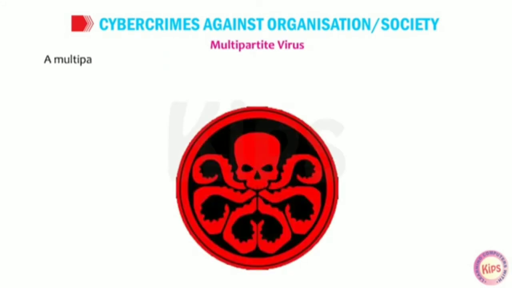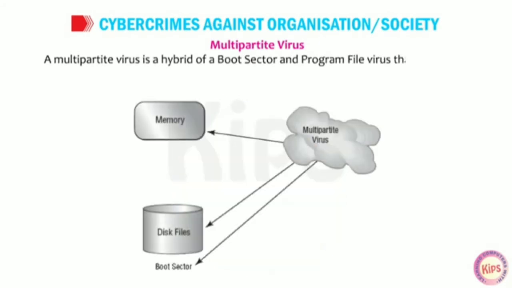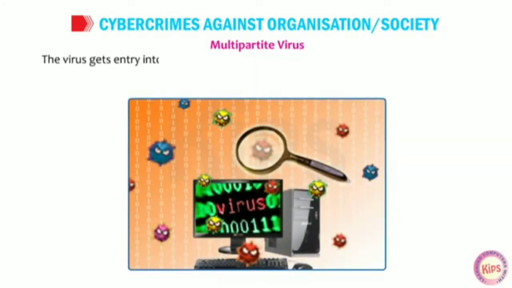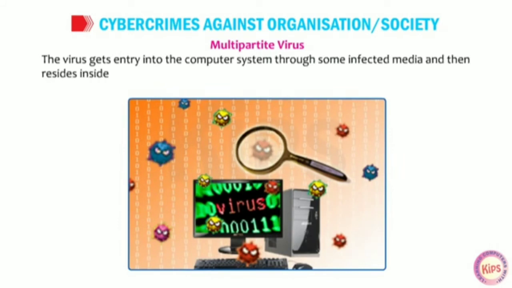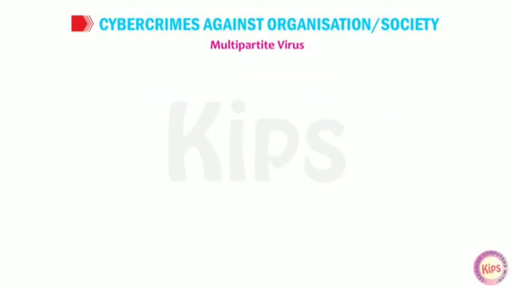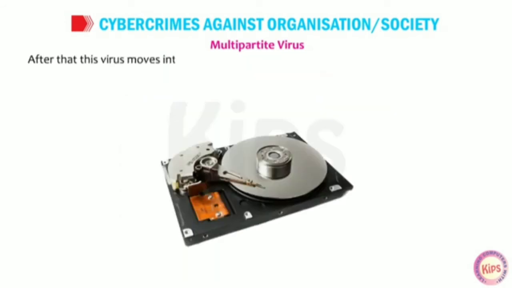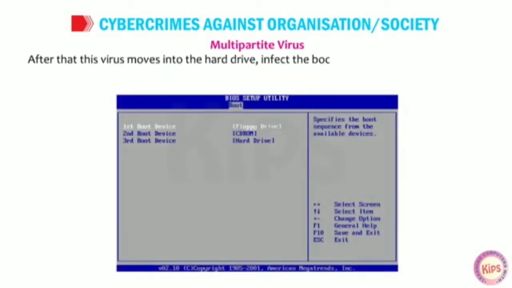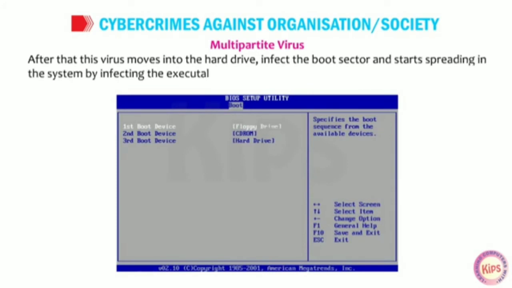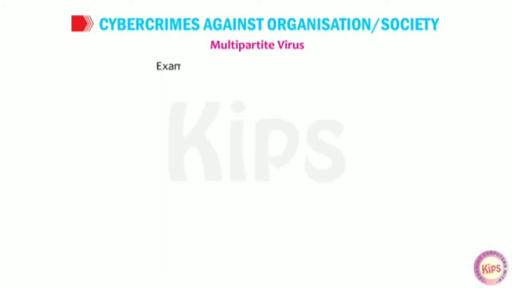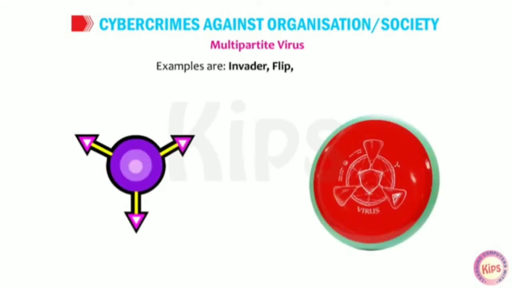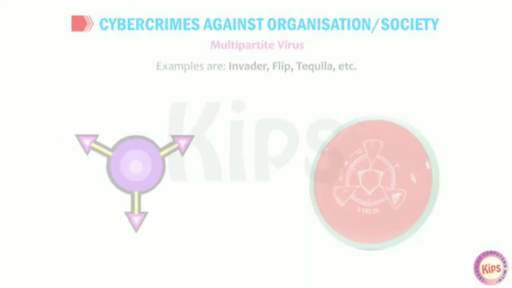Multi-party virus. A multi-party virus is a hybrid of a boot sector and program file virus that spreads in multiple ways. As the name suggests, it spreads in multiple ways, gets into the computer through infected media and then resides inside the computer system. After this virus moves into the hard disk, it infects the boot sector and starts spreading in the system by affecting the executable files. Examples: Invader, Flip, etc.